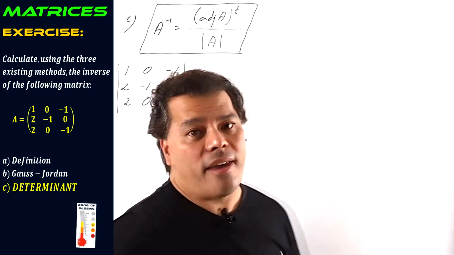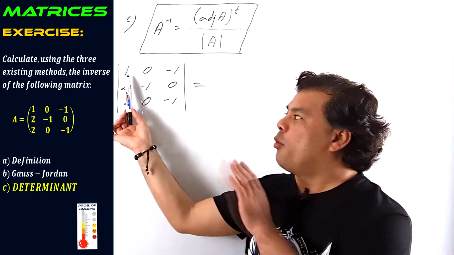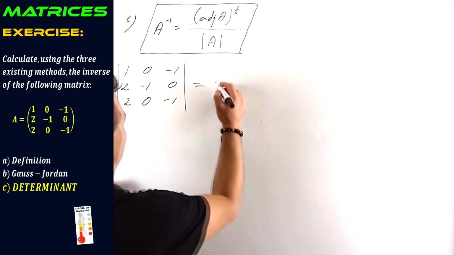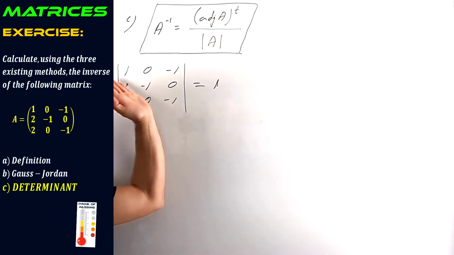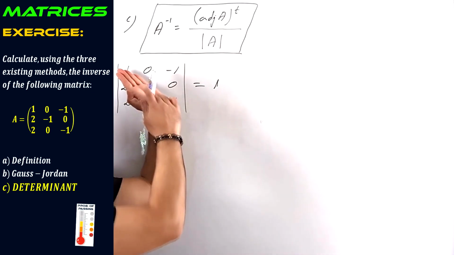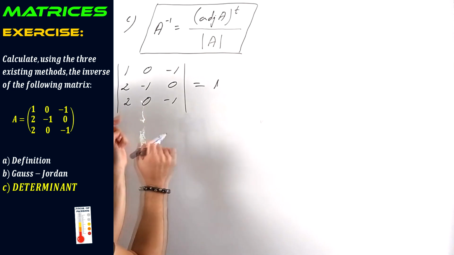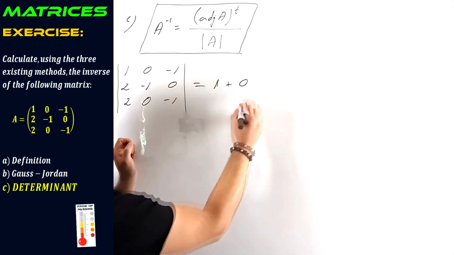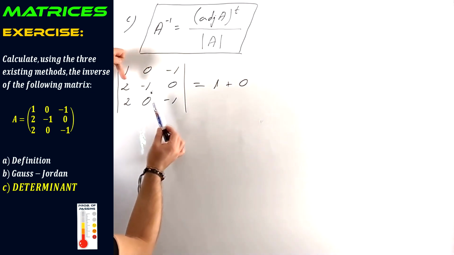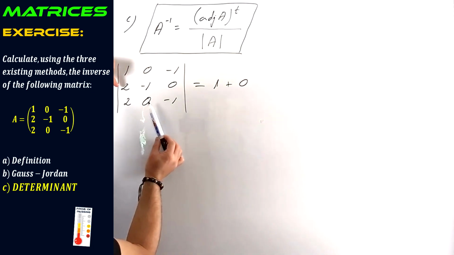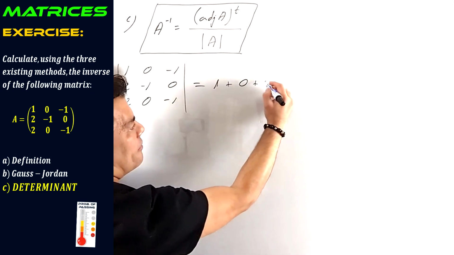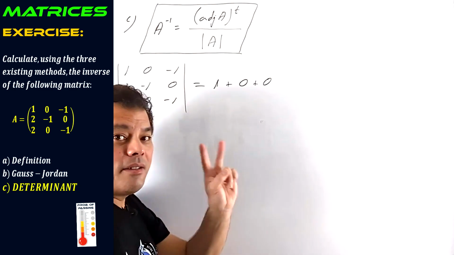And let's go ahead. First of all, 1 times -1 times -1, that is 1. Now we move to the upper right corner and we do 0 times 0 times 2, that is 0. And finally, we do -1 multiplying these two positions. -1 times 2 times 0 is, of course, 0. Okay? Second part.